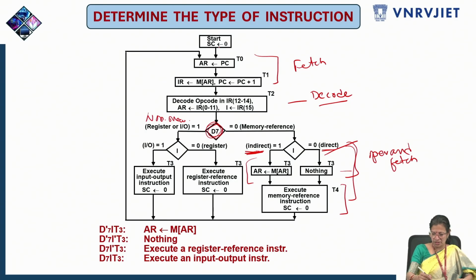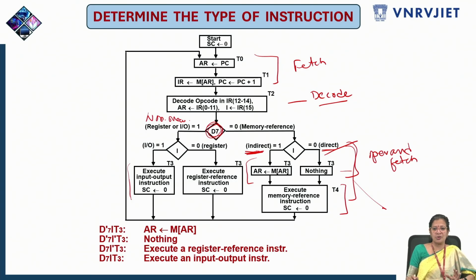Okay, this is the flow chart for executing. This part is for memory reference instructions. Then coming to the non-memory reference instructions, whether register or IO instruction, the bit which tells that is the I bit. If the I bit is 0, it is a register reference instruction, and it will execute the register reference instruction. If the I bit is 1, it is an input output instruction, and it will execute the input output instruction. In that way, the processor identifies the type of instruction.